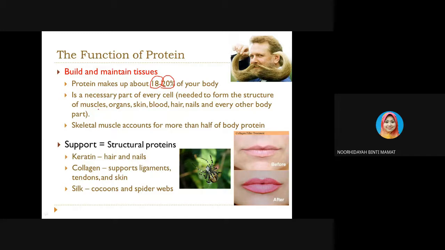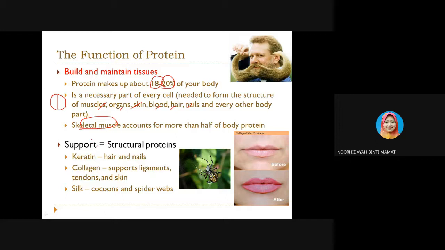Okay, for example, for muscles, organs, skin, blood, hair, nails, and every other body part. And also the skeletal muscles. Just now, if you remember, we were talking about the pie chart. Half of the protein is used for the skeletal muscles, right? So the skeletal muscles account for more than half of body protein.